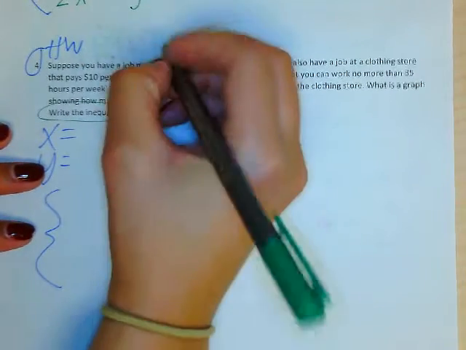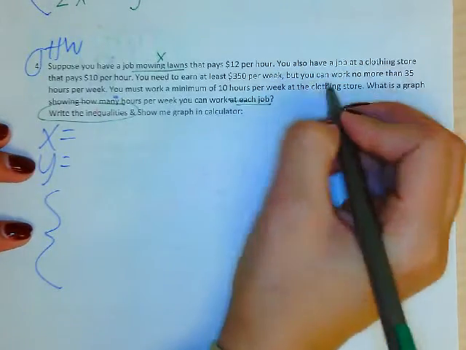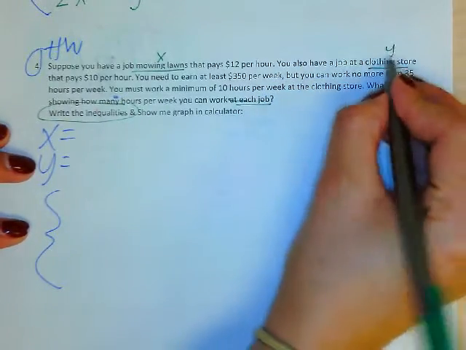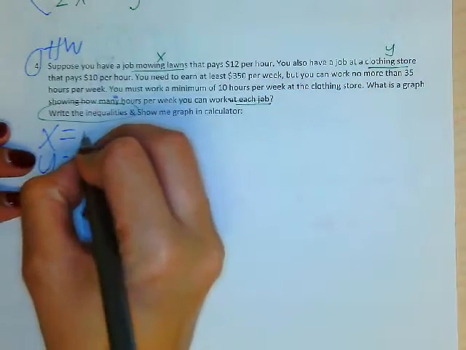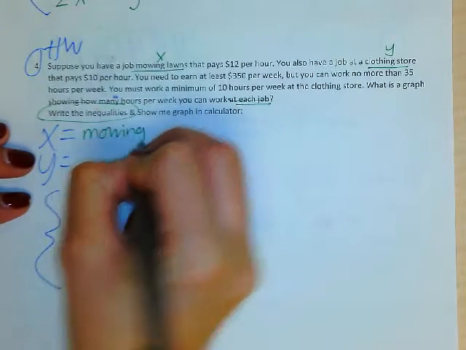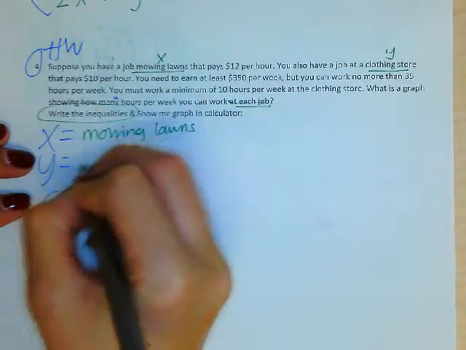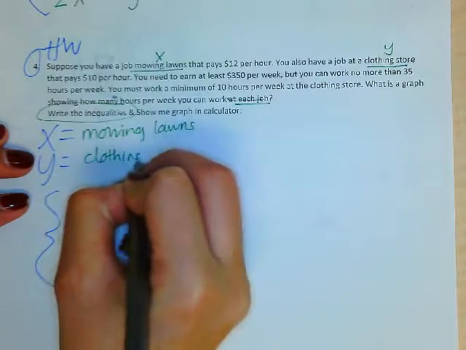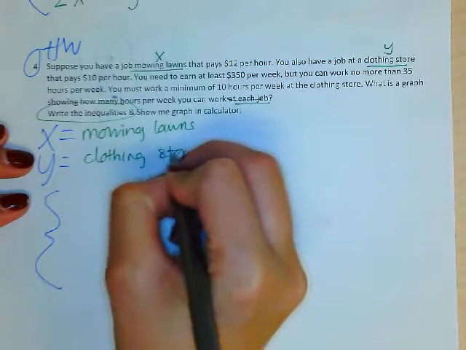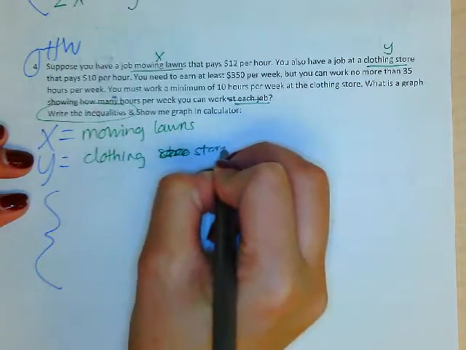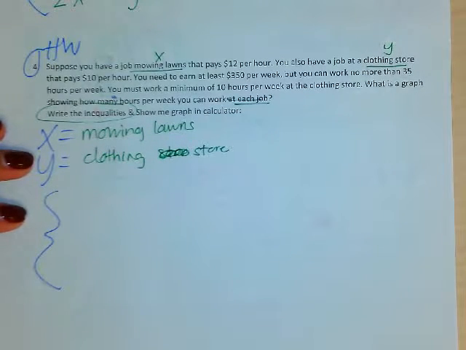So since mowing lawns appears first, I'm going to call that X, and clothing store appears next, I'm going to call that Y. So this would be mowing lawns, and this would be clothing store. Alright, so now I have to find my inequalities.